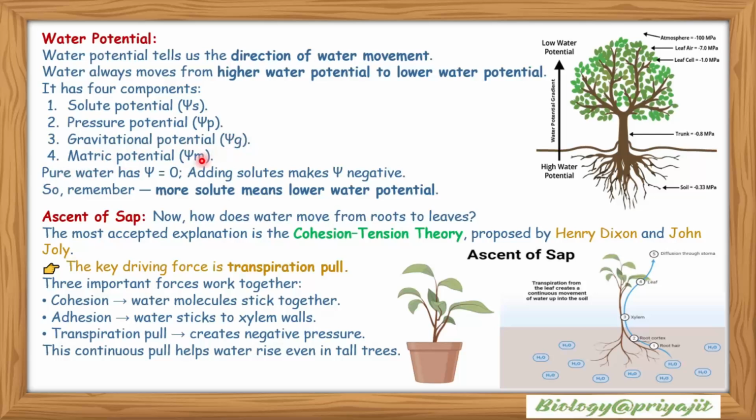So we know that pure water has a water potential value of 0, and if we add solutes, it makes the water potential negative. So always remember, more solute means lower water potential.